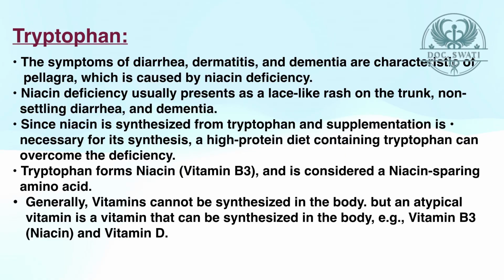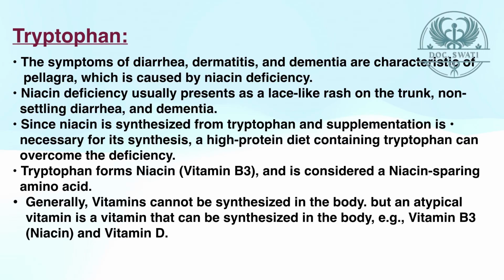The signs of diarrhea, dermatitis and dementia are characteristic of pellagra, which is caused by niacin deficiency. Niacin deficiency usually presents as a lace-like rash on the trunk, non-settling diarrhea and dementia. Since niacin is synthesized from tryptophan, a high-protein diet containing tryptophan can overcome the deficiency. Tryptophan forms niacin, vitamin B3, and is considered a niacin-sparing amino acid.